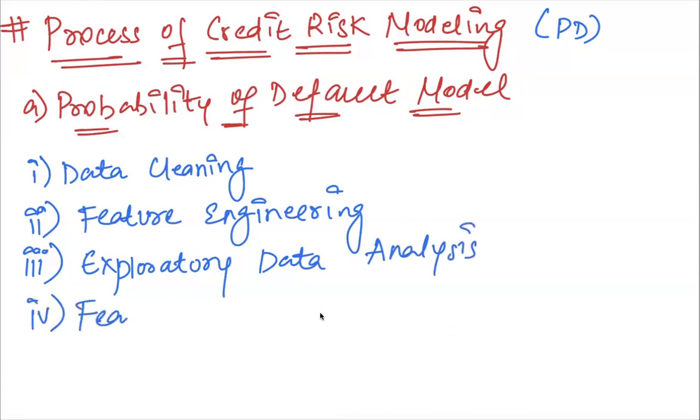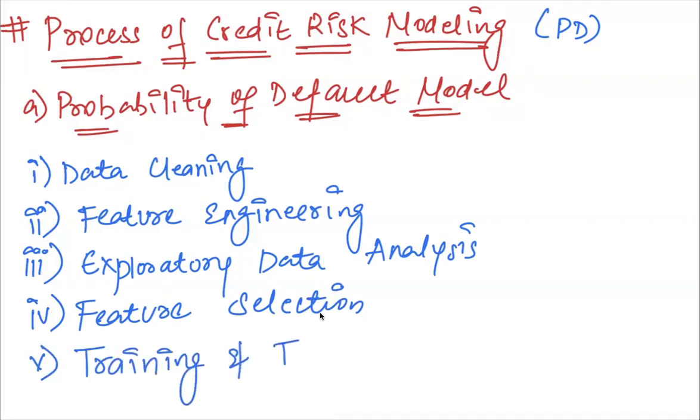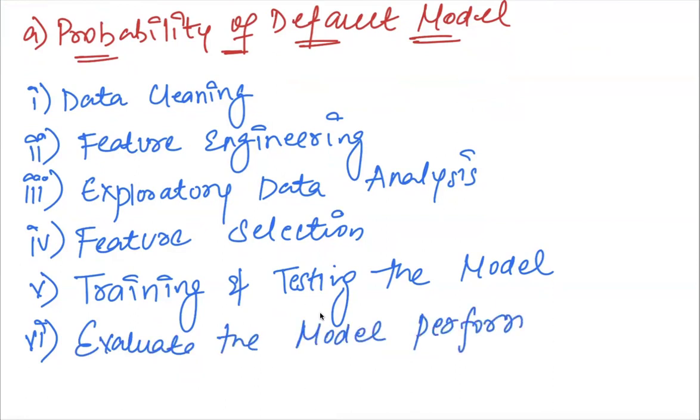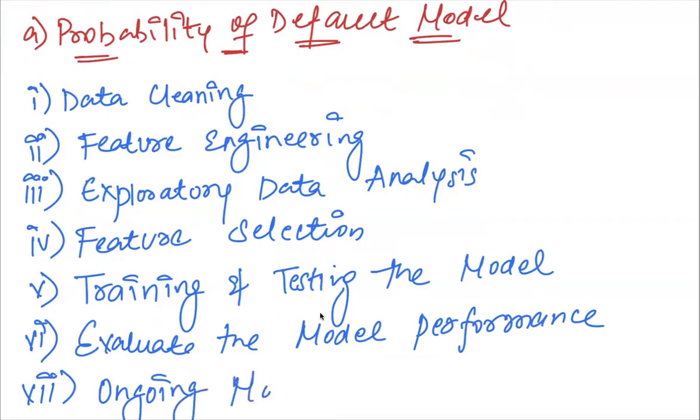Then feature selection. Then training and testing your model. Once you train and test your model, the next thing is to evaluate the model performance. And the last step is ongoing monitoring. So this is, on a surface level, the steps for building a PD model.